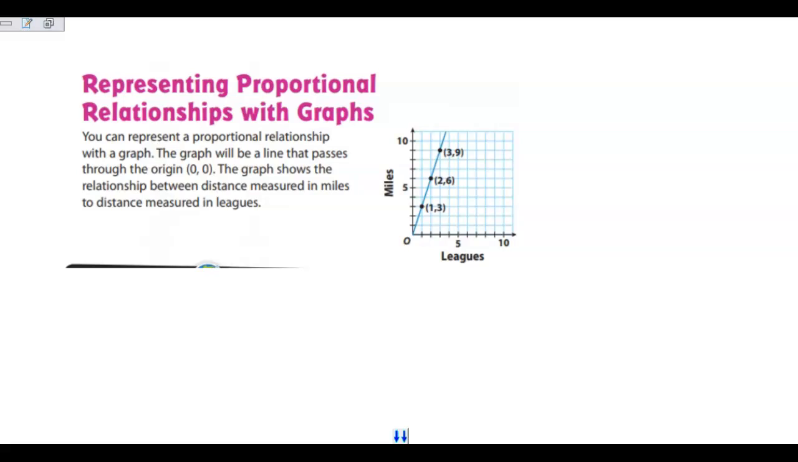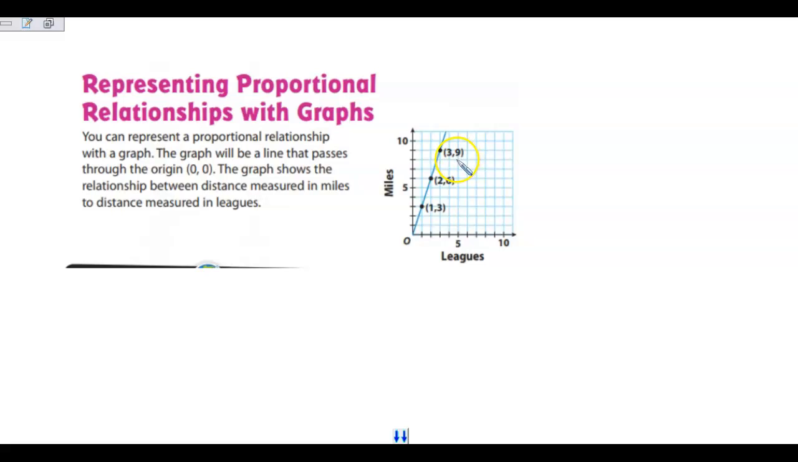Today we're going to be representing proportional relationships using graphs. You can represent proportional relationships with a graph because proportional relationships have a straight line. The line also passes through the origin, so that helps you with determining if it's a proportional relationship. So in this graph, it's a straight line, and it passes through the origin. So that means this is showing a proportional relationship.